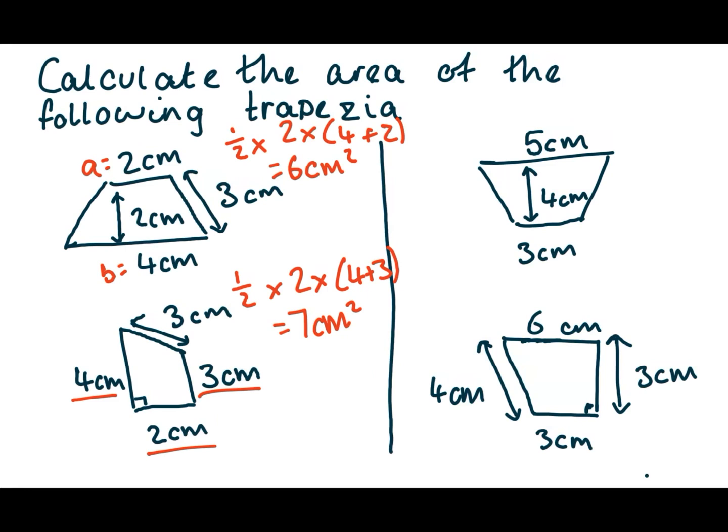Okay, so for this one we've got a slightly different orientation. So our A is going to be this 5 centimetres and our B is going to be 3 centimetres. Our height is 4 centimetres. So we're going to do half times our height, which is 4, times A plus B, so that's 5 plus 3. And that gives us 16 centimetres squared.